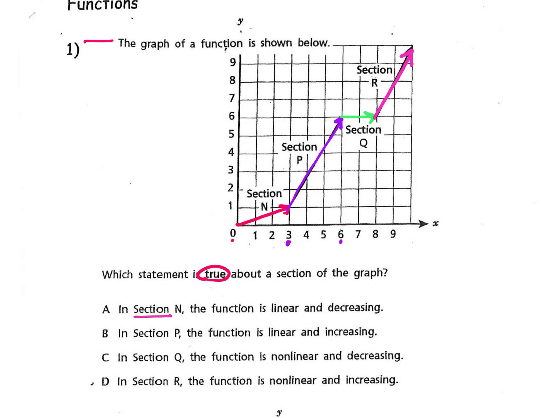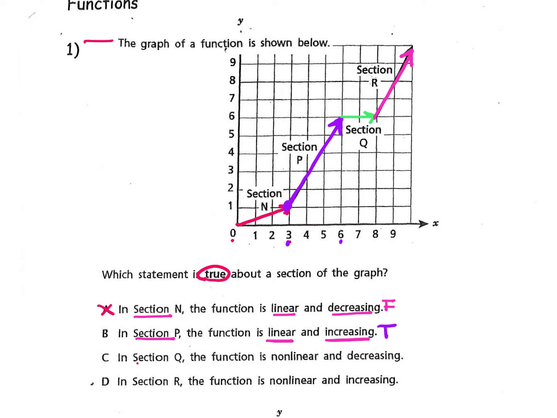In section N, the function is linear and decreasing. Well, that's false. Put an F there. In section P, the purple section, is it linear and increasing? Well, actually, if you look at the purple section P, it is linear, a straight path, and it is increasing. So that's actually true. But let's check our other options.